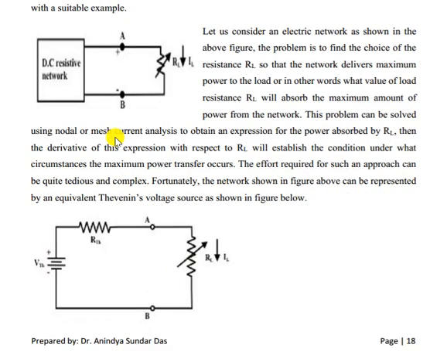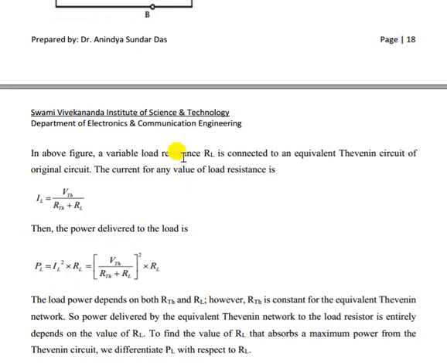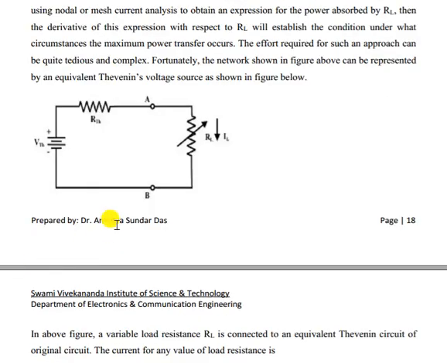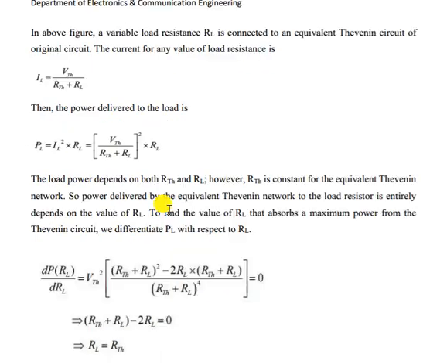Okay, so in that case, what we have to do is, there is a network with a load resistance connected. First we have to find out VTH and RTH, then there is a load resistance. Now what is the load current? That is IL equals VTH divided by RTH plus RL, applying Ohm's law. Then what is the power delivered? Nothing but IL square into RL. So IL square into RL, that means VTH by RTH plus RL whole square into RL.